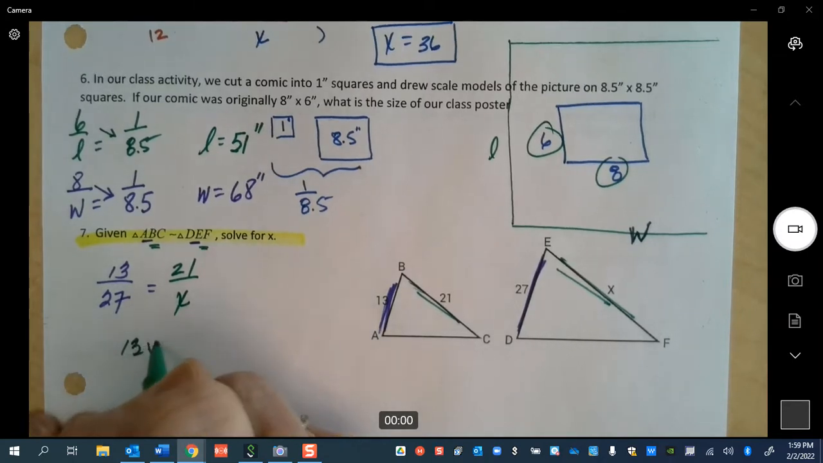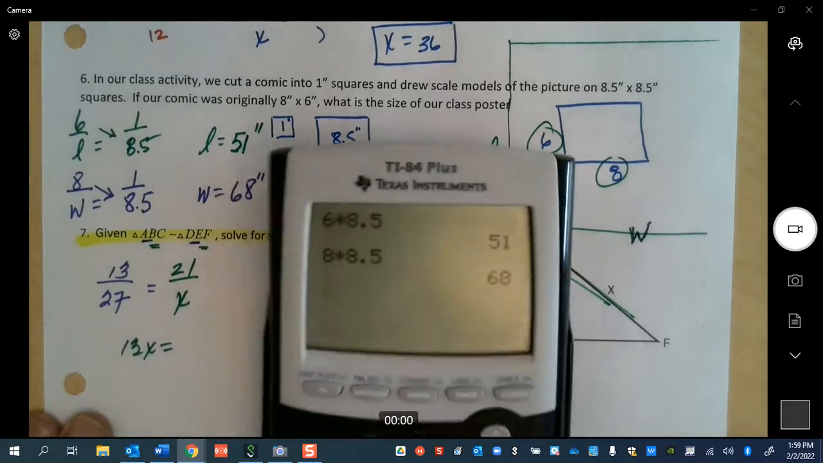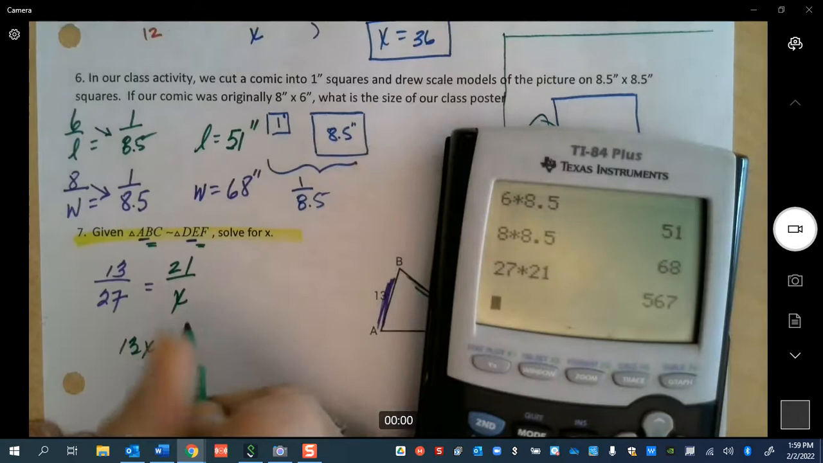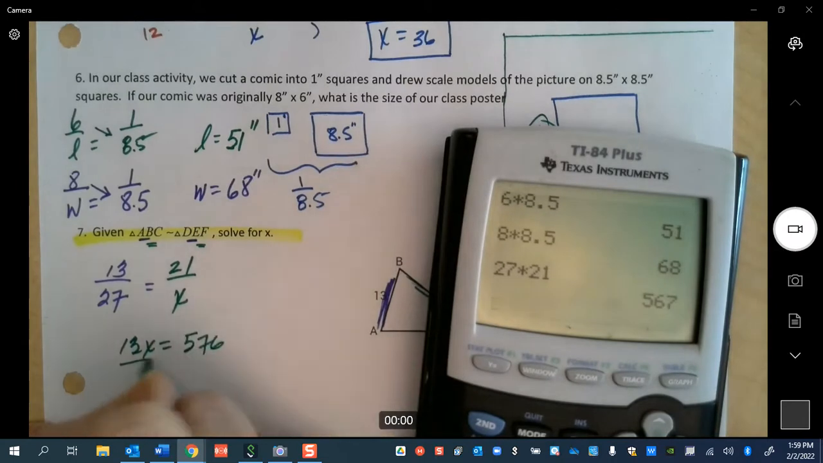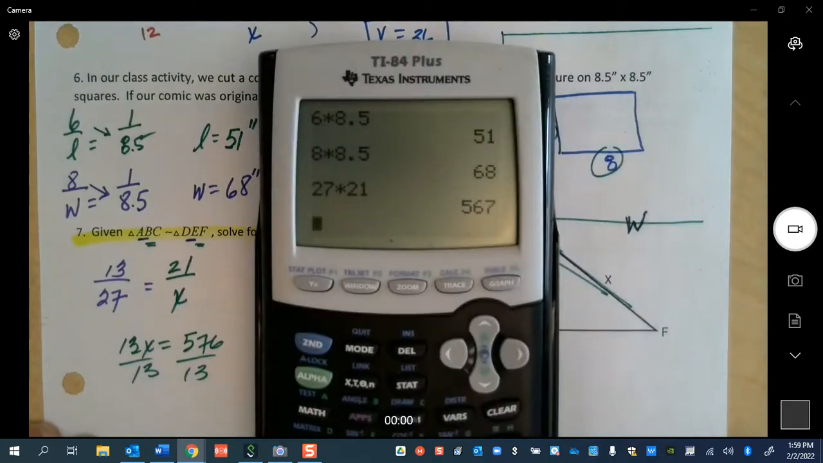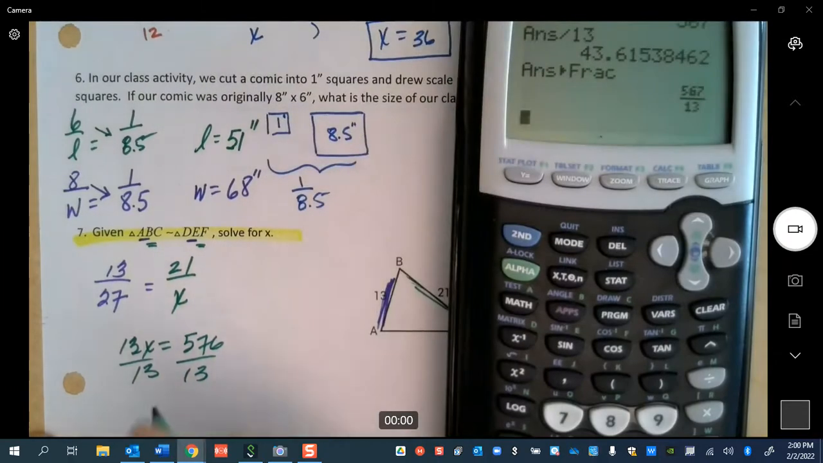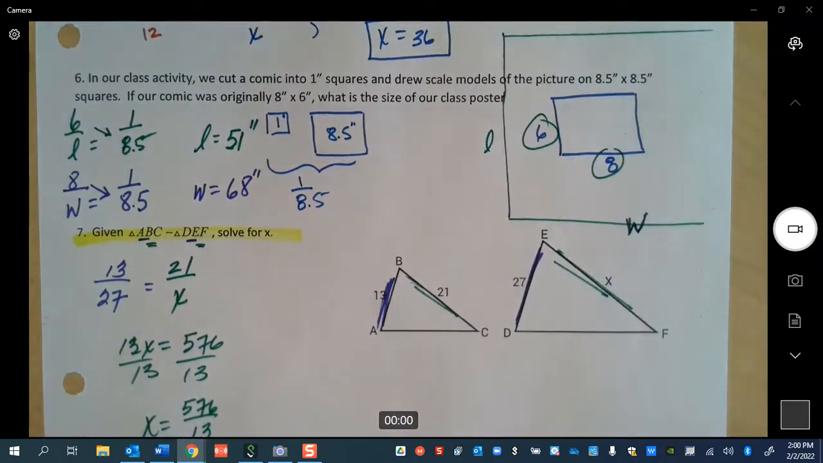So 13 x's is equal to 27 times 21. 567 divide by 13, divide by 13. When I take this and I divide by 13, I get a real ugly decimal. Math frac enter. It comes back to that original decimal or fraction. So that means both those values do not have any friendly numbers where I can simplify the fraction.